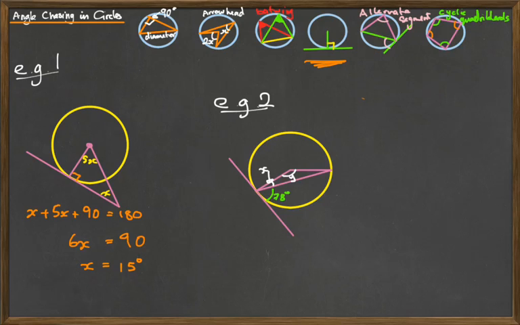Now again, we can use the theorem that's underlined there in orange, that tangents meet radii at 90 degrees. So we know that the total there is 90. So that means that x plus 78 is 90. Okay? So that means that x is just 12 degrees. Right, now how do we find y?